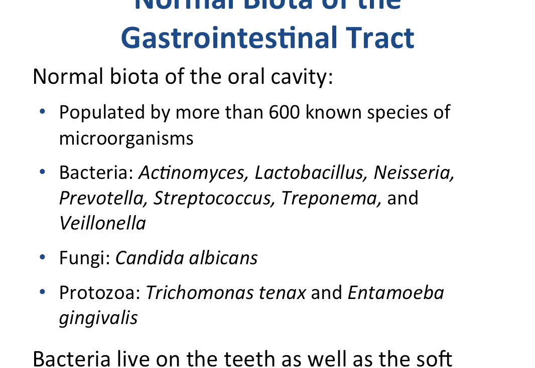Since the GI tract contains tons of microorganisms, those are the normal biota. They don't cause disease in healthy people. Those microorganisms are bacteria such as Lactobacillus, Neisseria, Prevotella, Streptococcus, Treponema, and Veillonella, as well as fungi and protozoa.